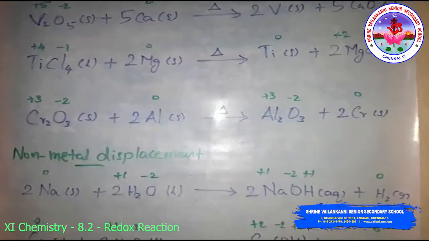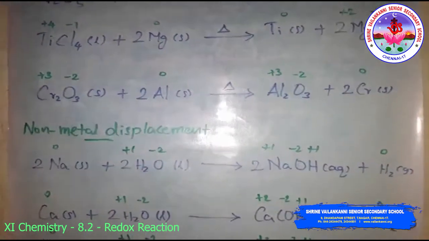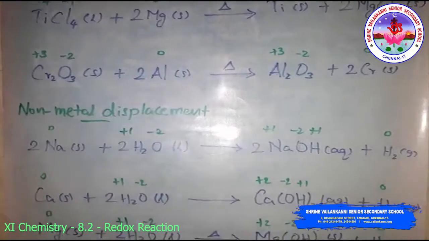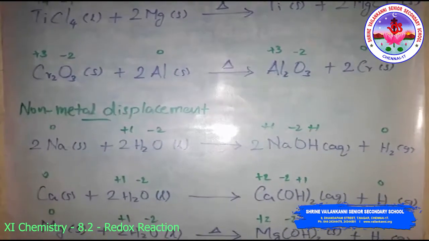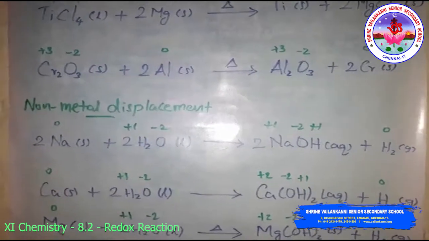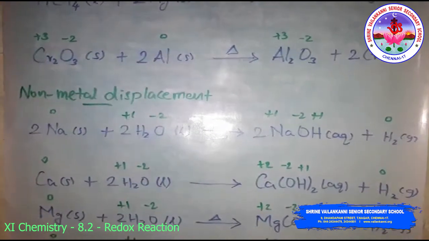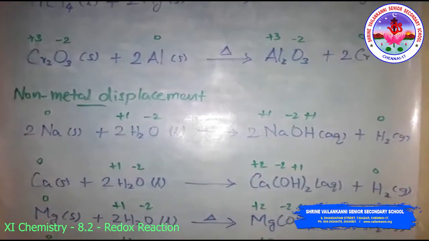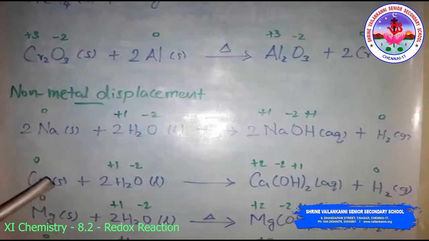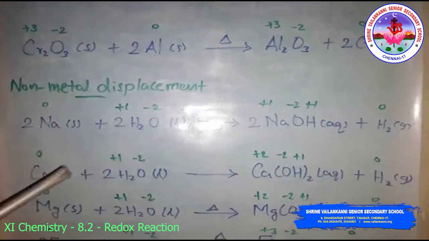Then the non-metal displacement reactions. The non-metal displacement redox reactions include hydrogen displacement and a rarely occurring reaction involving oxygen displacement. Here all alkali metals and some alkaline earth metals are very good reductants and will displace hydrogen from cold water.